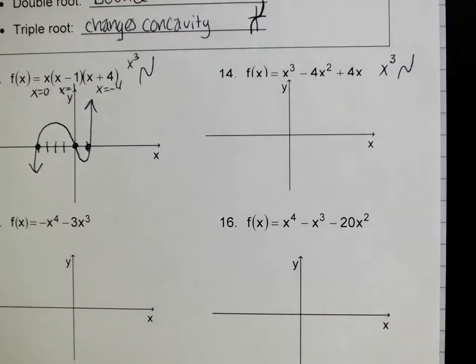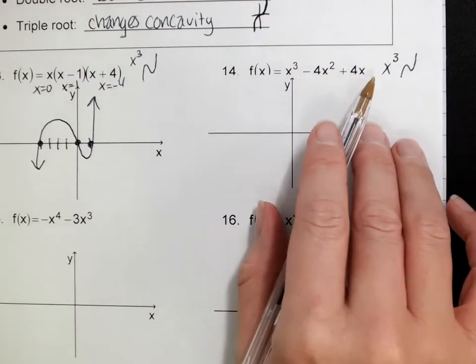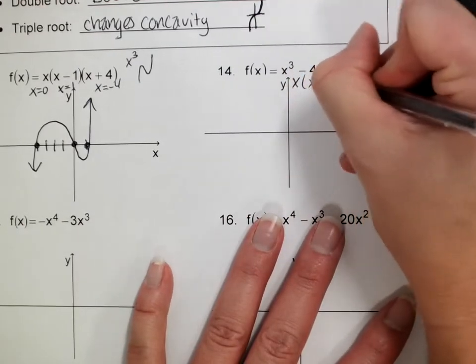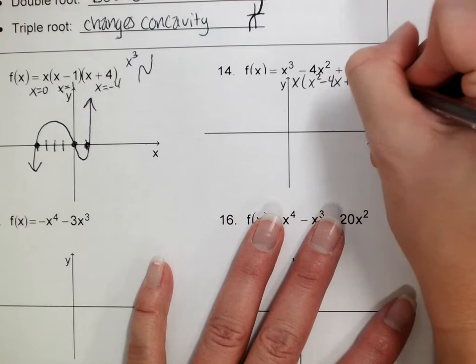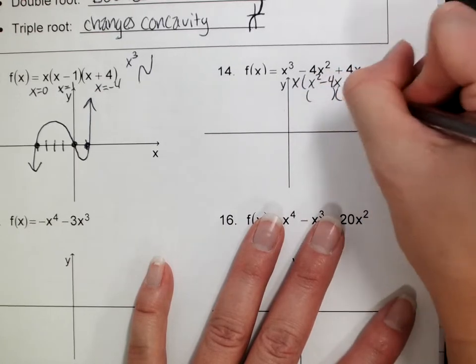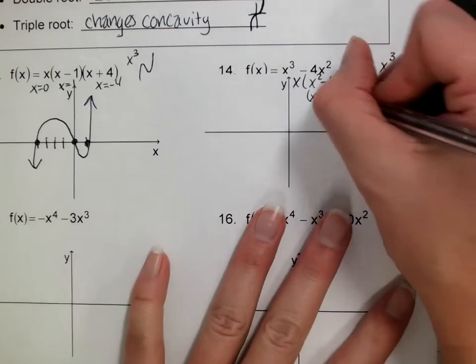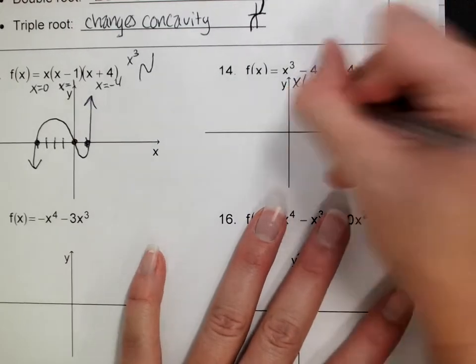Step 1, let's factor this. So always check for a greatest common factor first. I could take the x out. That leaves me with x squared minus 4x plus 4. Now I can factor this. That's going to be a minus minus. What multiplies to be 4 and adds to be 4? 2 and 2. With the common factor of x in front.